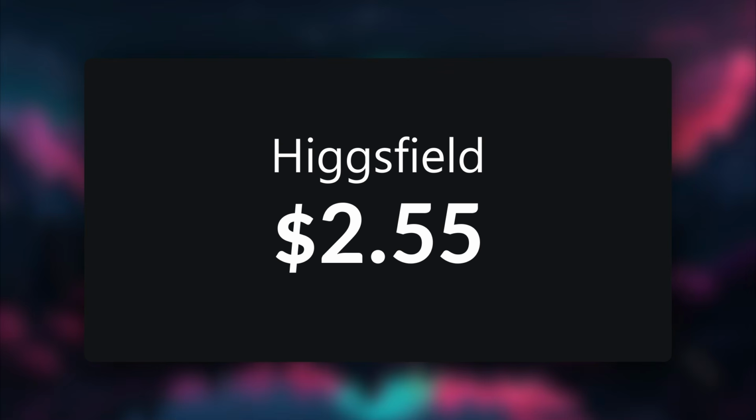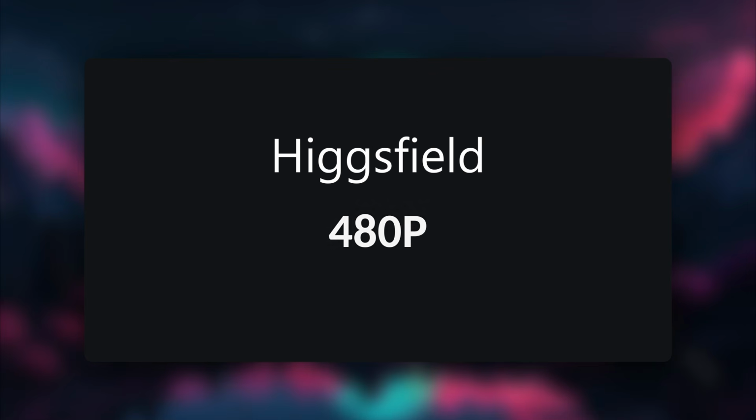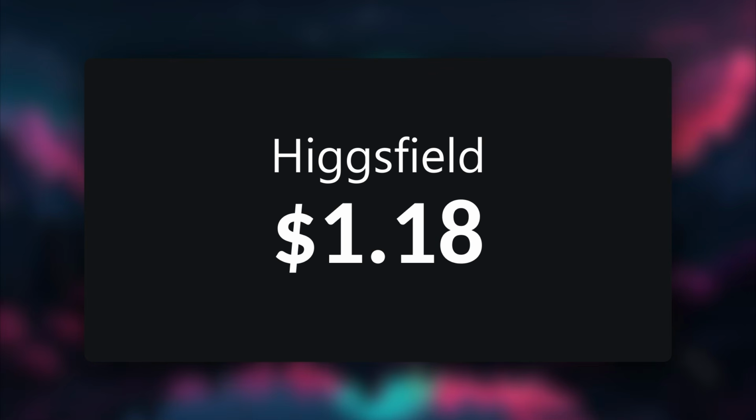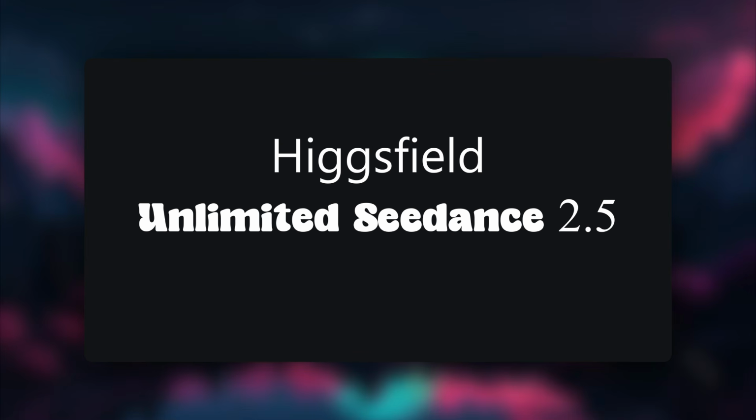2. Higgsfield. At $2.55 per clip, Higgsfield is the cheapest per render, but you must pay $49 upfront to unlock the model. If you draft your shots at 480p, the cost drops to $1.18 per clip, pushing your monthly output from 19 clips up to 41 clips a month. They also offer 33-day unlimited windows on higher plans, letting you generate unlimited Seedance 2.5 clips without burning credits.